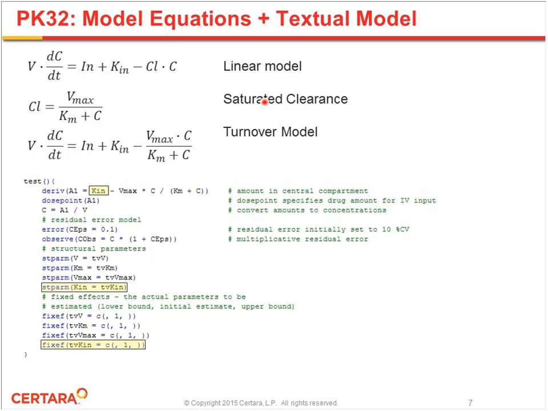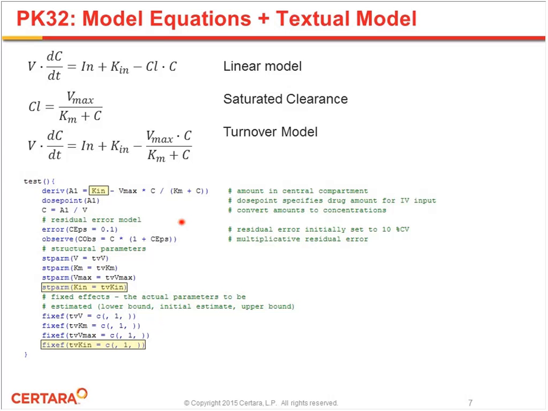But for a saturated clearance, the clearance is expressed with a Michaelis-Menten equation, Vmax over Km plus C, and this part is then exchanged with this one. So you get our final model, the equation of the turnover model. And this is what you can see here in the first line.